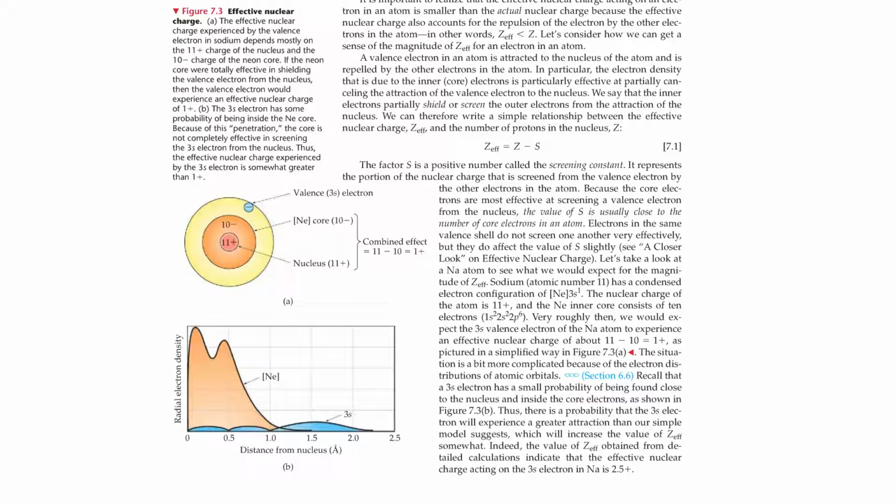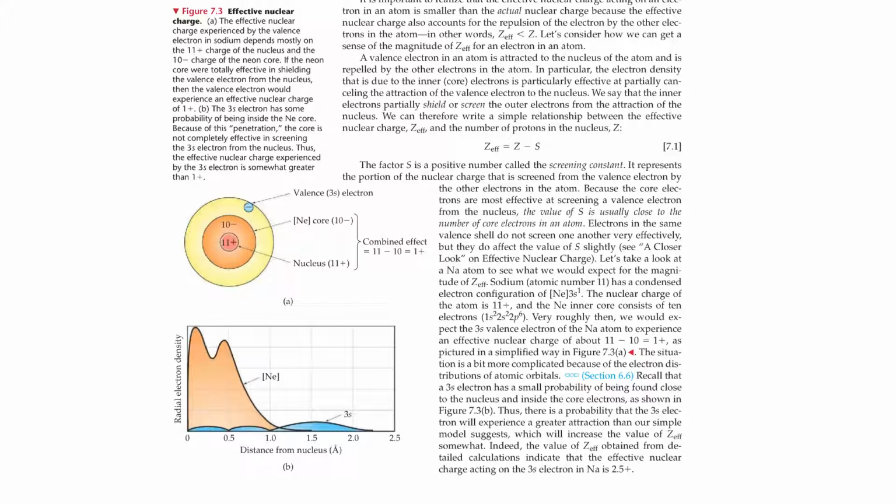Figure 7.3, effective nuclear charge. In A, the effective nuclear charge experienced by the valence electron in sodium depends mostly on the positive 11 charge in the nucleus and the 10 minus charge of the neon core. If the neon core were totally effective in shielding the valence electron from the nucleus, then the valence electron would experience an effective nuclear charge of positive 1.